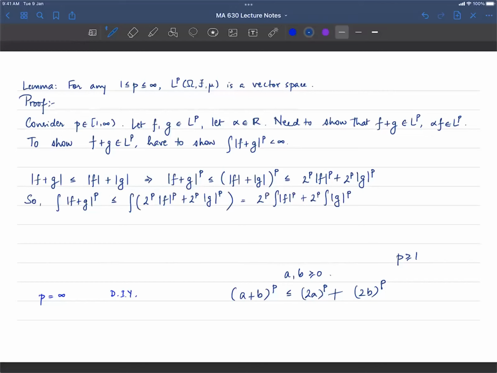Now remember that f and g are in LP. So what does that mean? That means that this guy has to be finite, and this guy has to be finite. Why? Because f and g are in LP. So this thing is less than infinity.